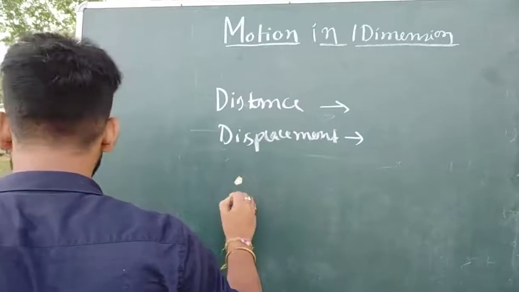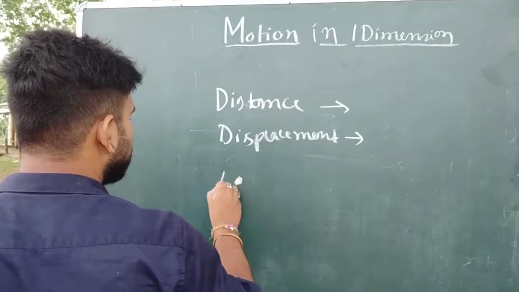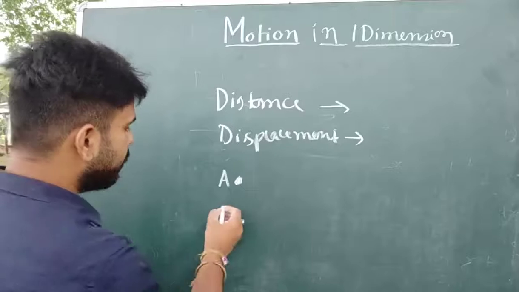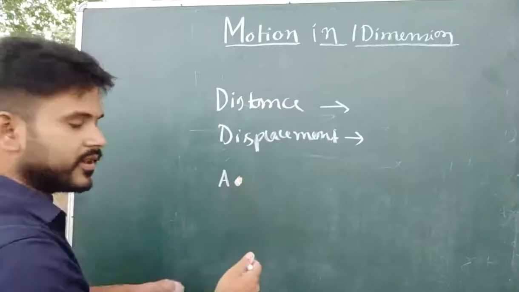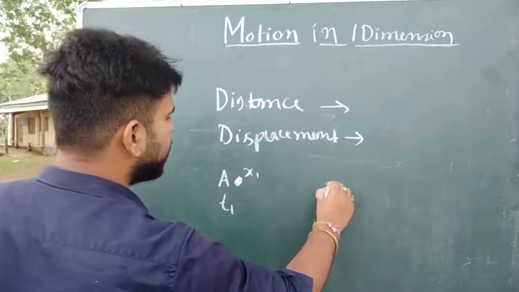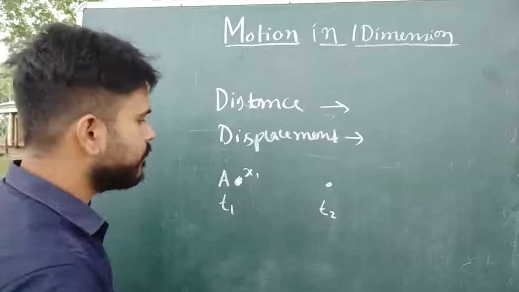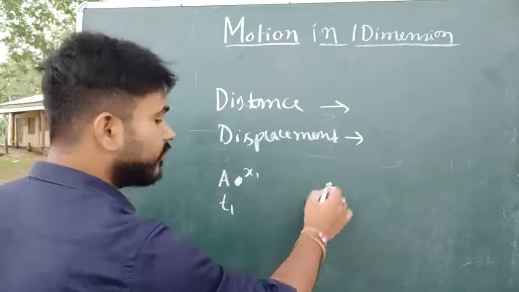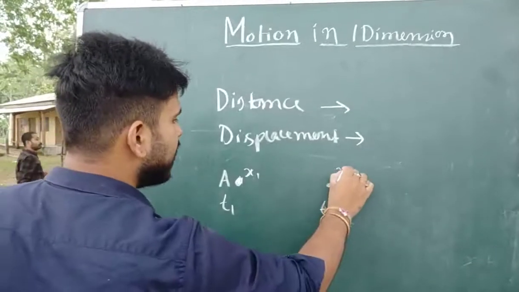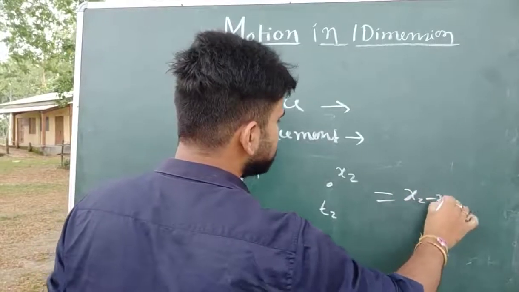Suppose the position of an object A at time t1 is x1, and after time t2, t1 may be 2 seconds, t2 may be 5 seconds, the position of A is x2. Then what will be the distance? Distance is simply x2 minus x1.